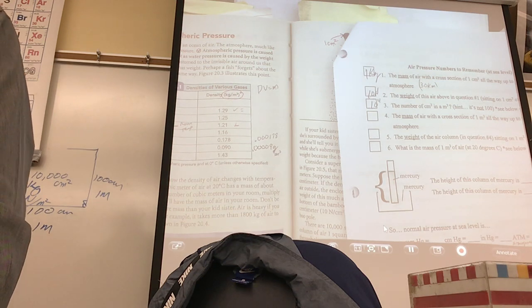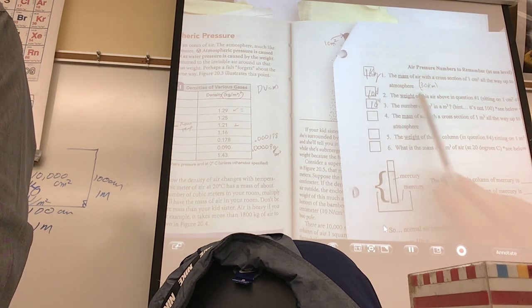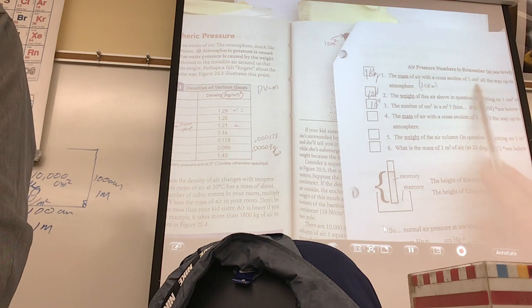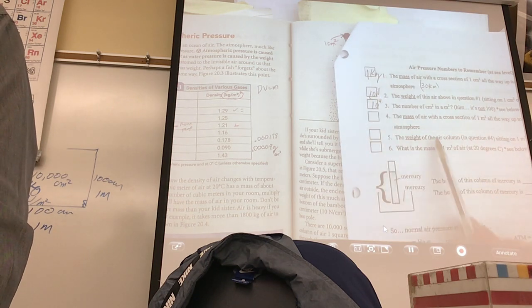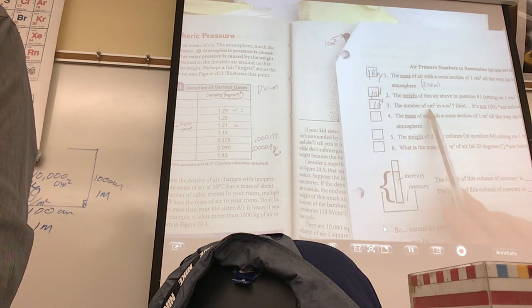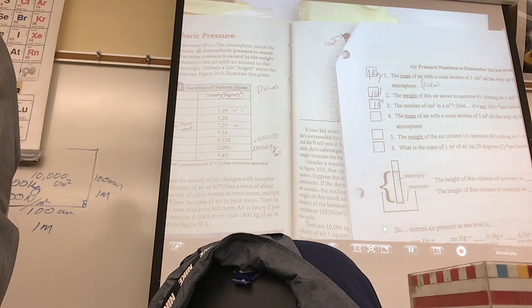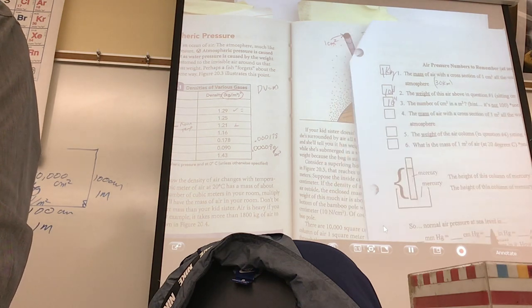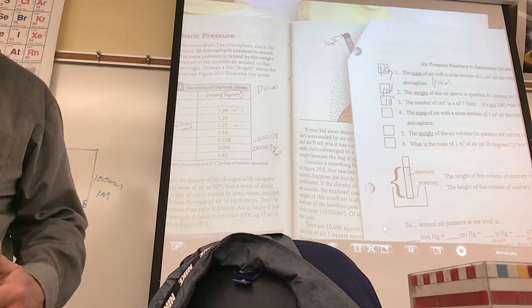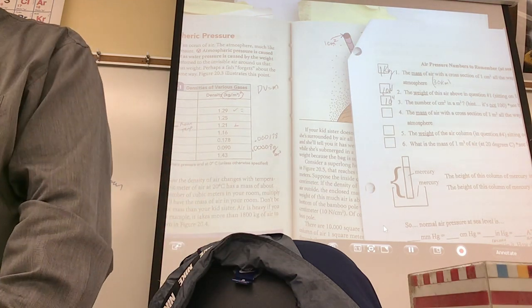I'll give you a hint. A straw of 1 square centimeter going all the way to the top would be 1 kilogram, and there are 10,000 of those in a square meter. So what's the mass of the air sitting on 1 square meter of a table? What do you think?